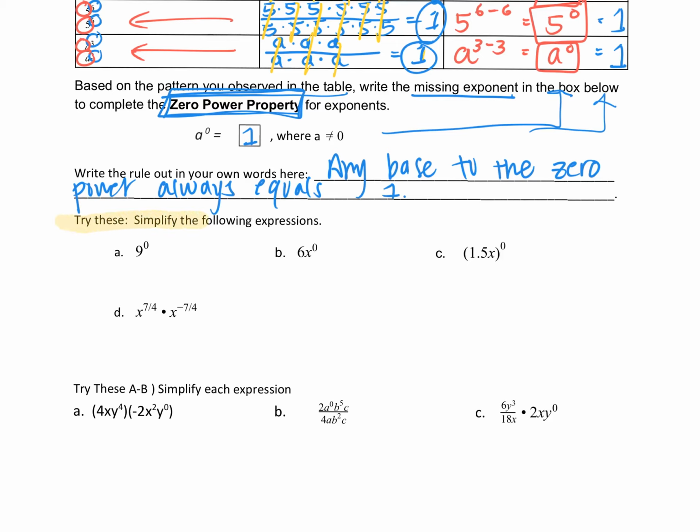Try these: simplify the following expressions. Based off of what I just saw on the top, I can do A pretty easily. 9 to the 0 is equal to 1. Let's look at part B though. Part B is a little different.